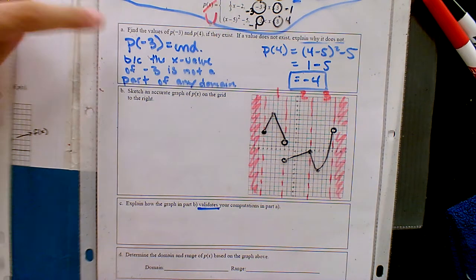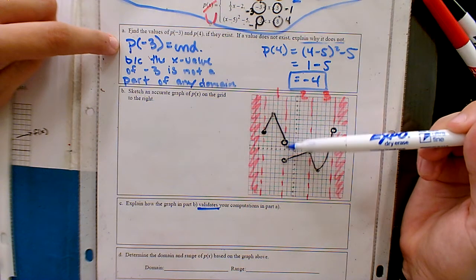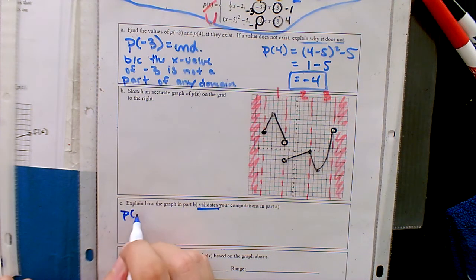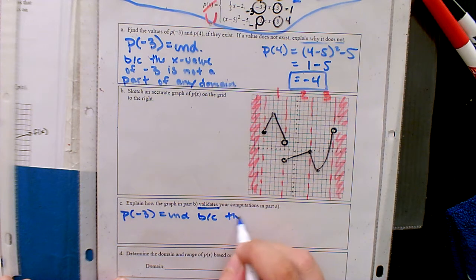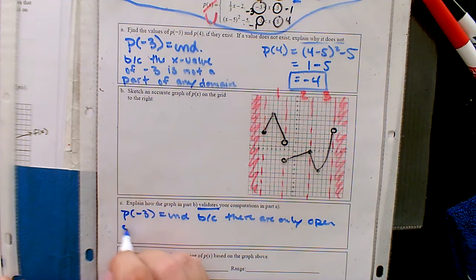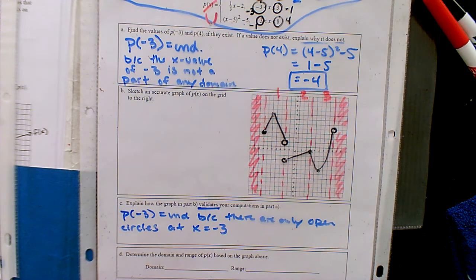What do you think, Noah? All right, so if you go to the x value of -3, notice how when we graphed it, we only had open circles there. There's no closed circle, there's no actual point. So we can say p of -3 is undefined because there are only open circles at the x value of -3. Again, you can say whatever you want. It's your justification. As long as you can effectively and thoroughly communicate what your thought process or reasoning is, that's what I'm looking for.